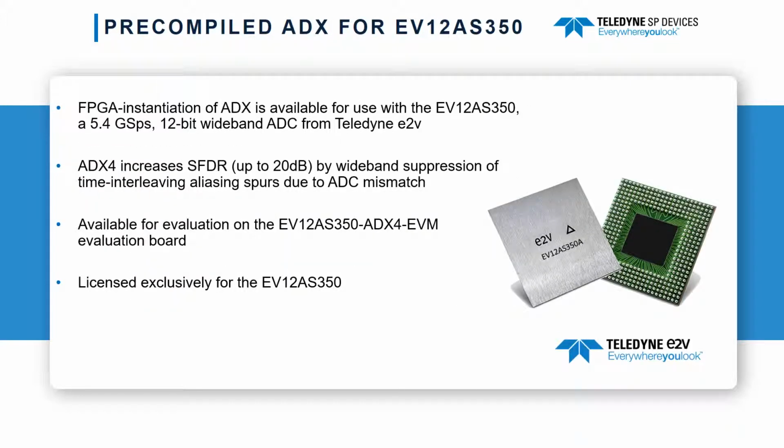An FPGA instantiation of ADX is available ready to use with Teledyne E2V EV12AS350, which is a 5.4 gigasamples per second 12-bit wideband ADC. This ADC is a 4-way time-interleaved ADC, and when used with ADX4, the wideband suppression of aliasing distortion provides up to 20 dB improvement of time-interleaving errors. This makes the EV12AS350 and ADX4 combination the highest performance wideband 12-bit ADC solution on the market. This precompiled ADX4 version is available for exclusive licensing to users of EV12AS350.